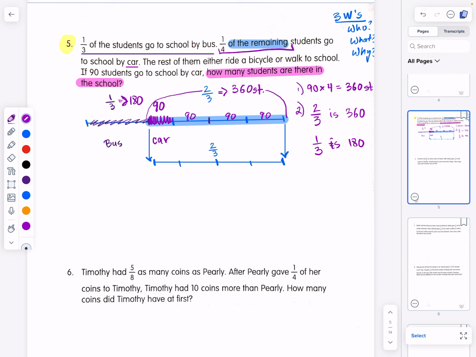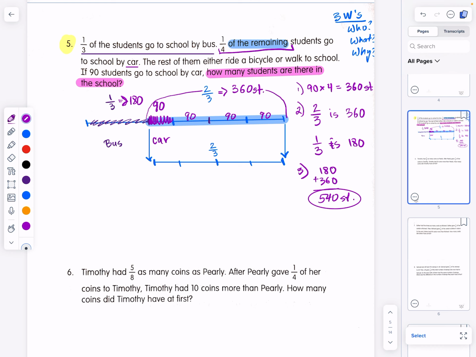How many students are at the school? Step 3, 180 plus 360, and altogether we have 540 students at the school. Let's make sure we put the answer into a box or into a circle. My friends, this is a perfect method of using Singapore Math bar modeling to solve problems about fractions. These are not very challenging, but these are pretty challenging problems for 6th grade.